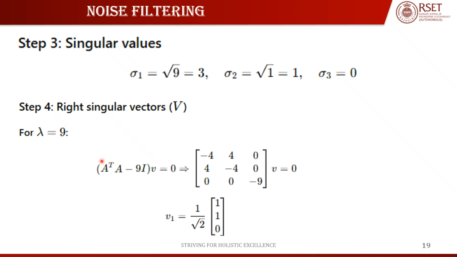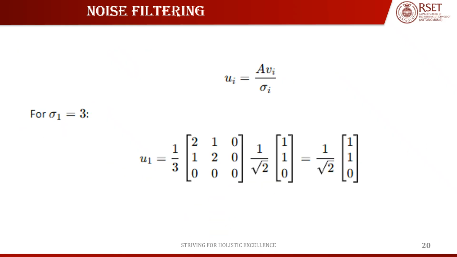By forming A transpose A minus 9 I, you have this particular matrix, and then that matrix into x y z will give you the eigenvector v1, which is equal to 1 by root 2 times (1 1 0). You can just verify that the eigenvector corresponding to the eigenvalue lambda is equal to 9 is given by v1, which is equal to 1 by root 2 times (1 1 0).